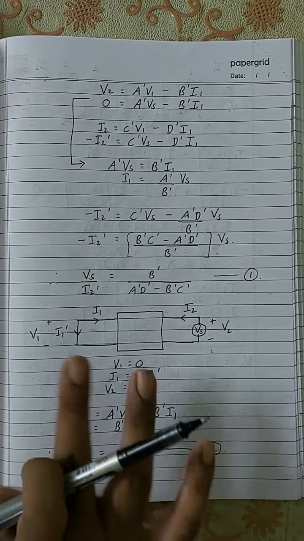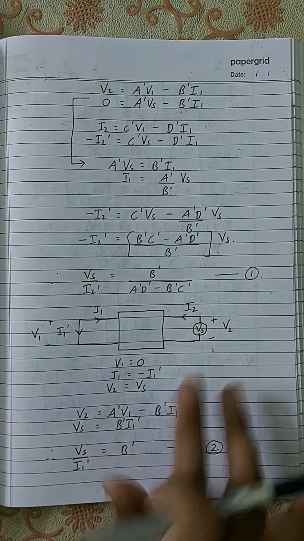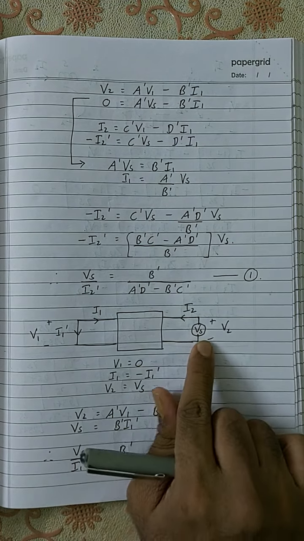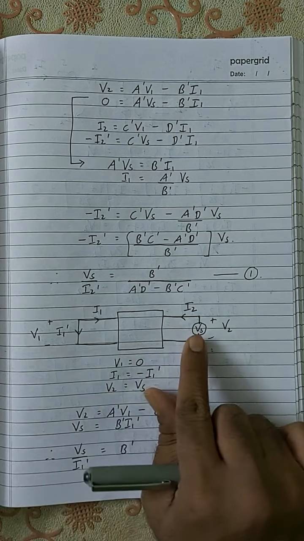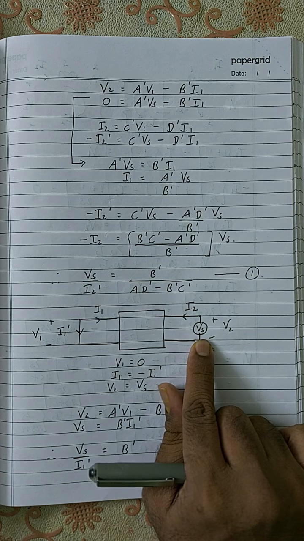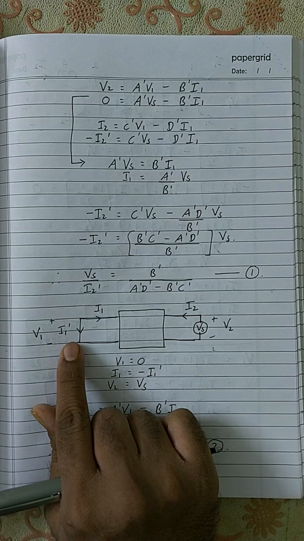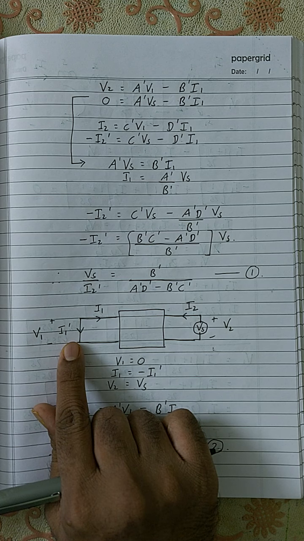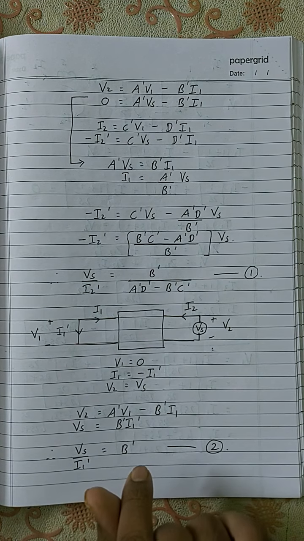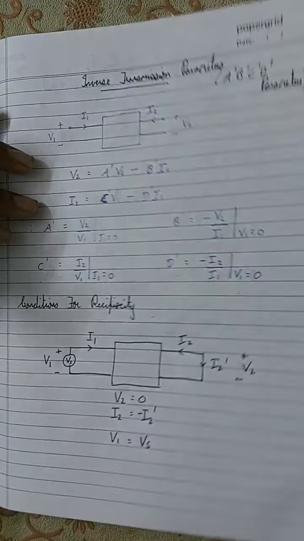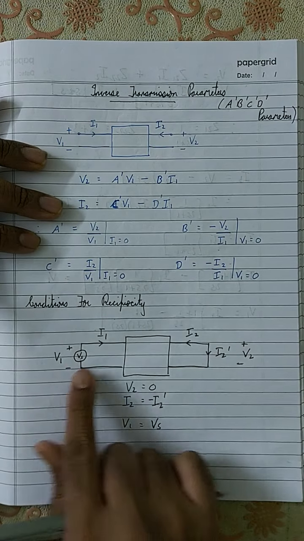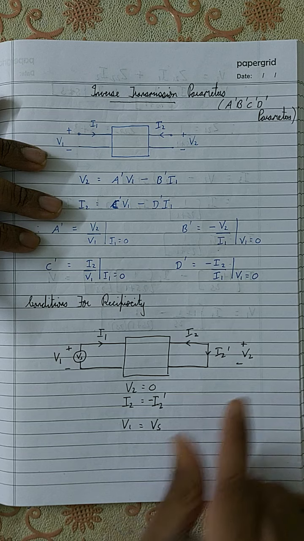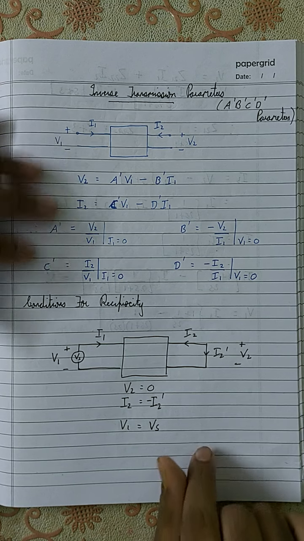In the second case, I interchange the position of my excitation and response. That is, my excitation is over here and my response over here, which means my excitation is Vs, the voltage source itself, and my response is I1 dash. And then I find the ratio of Vs by I1 dash. For a network to be reciprocal, Vs by I2 dash is equal to Vs by I1 dash.